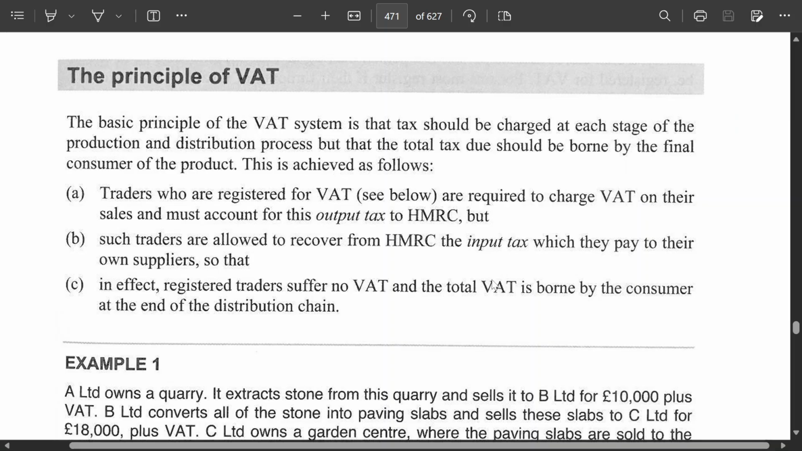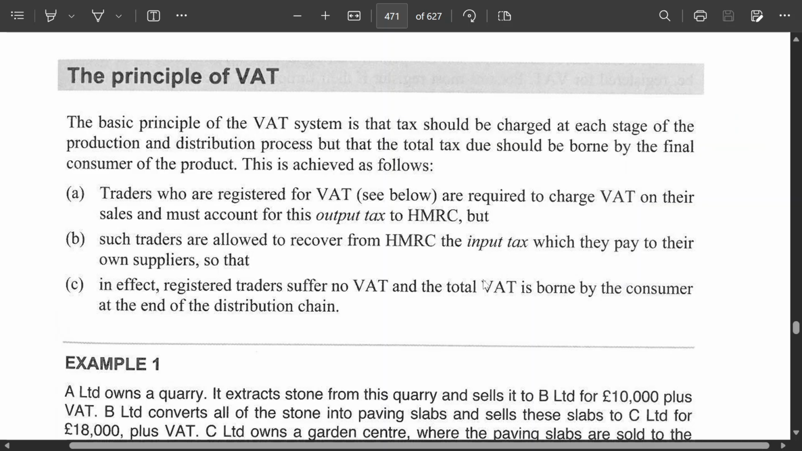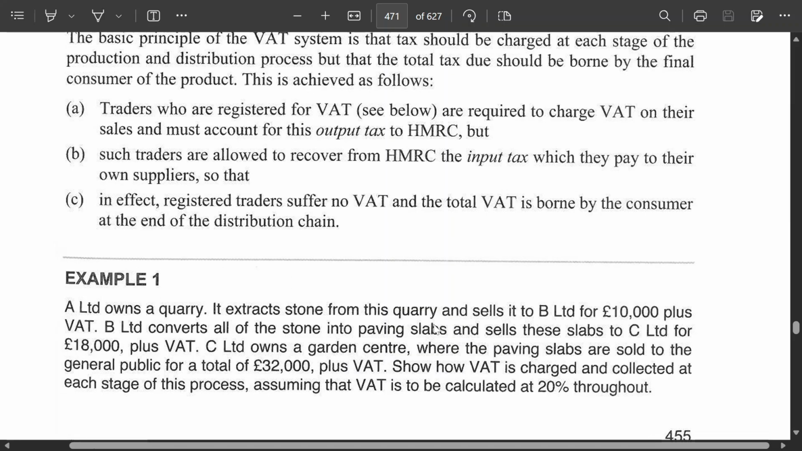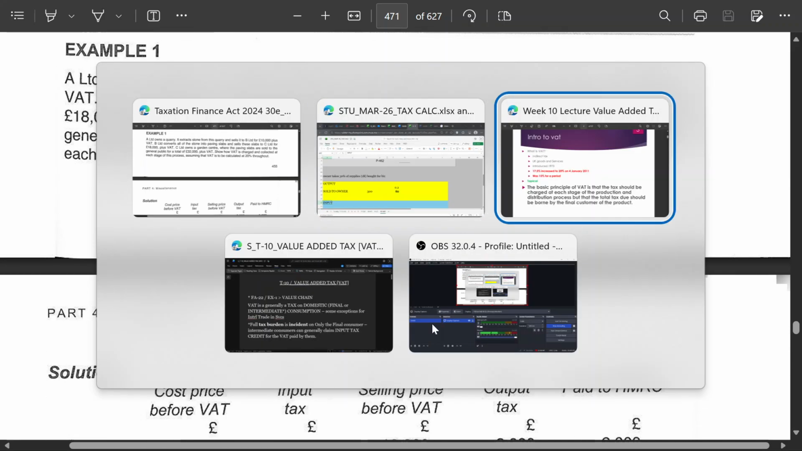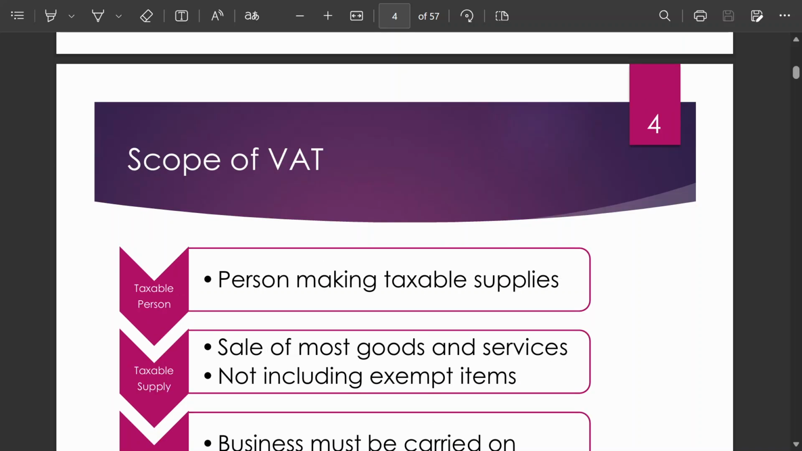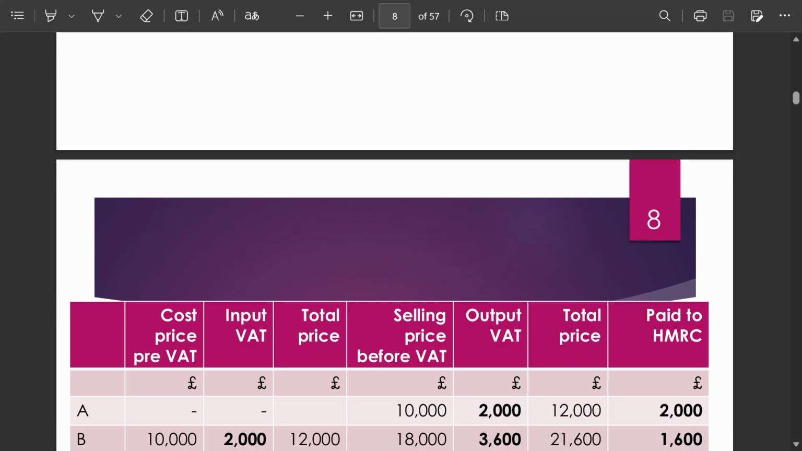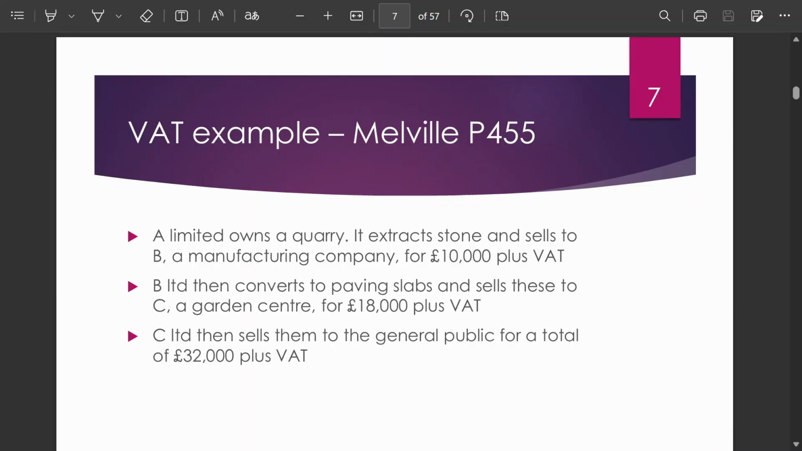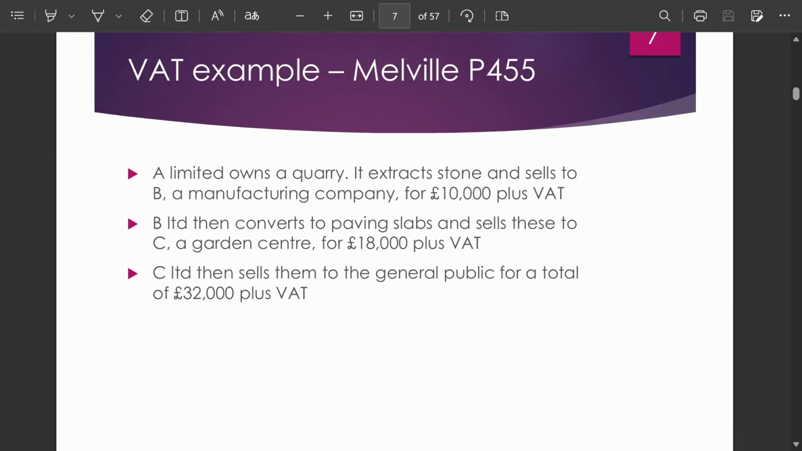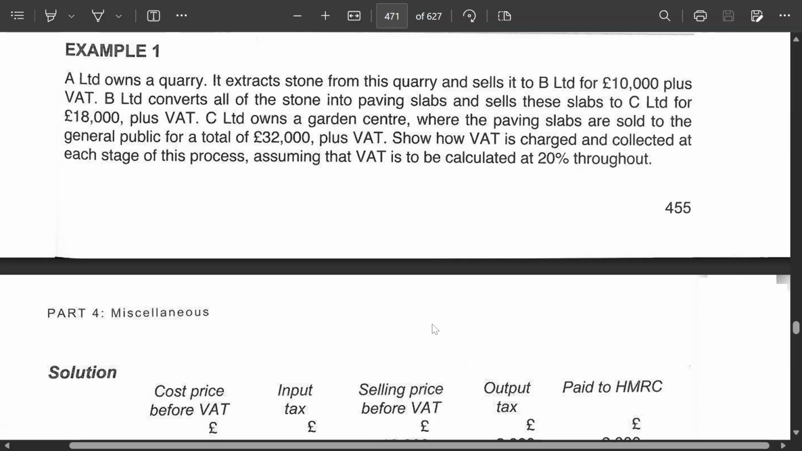All right, let's go to VAT. Let's go to this concept of VAT. Okay, so as we say, the input tax credit. Let's look at the example. We'll get an idea from here. So scope of VAT, before we get to inputs and business, let's look at this, then I'll come down to the quarry part. Let's look at this example from Melville page 455.